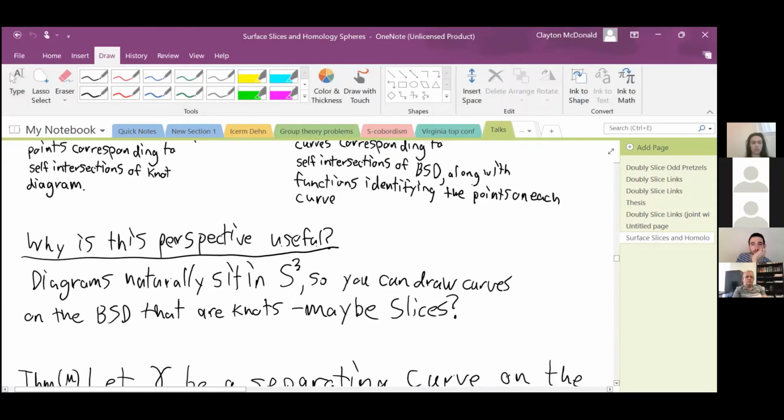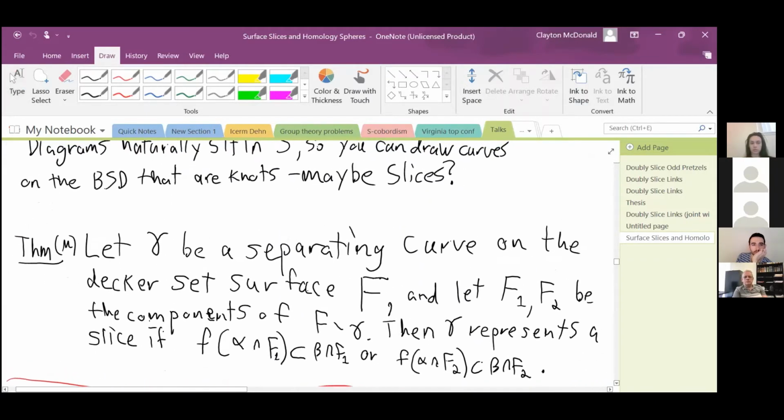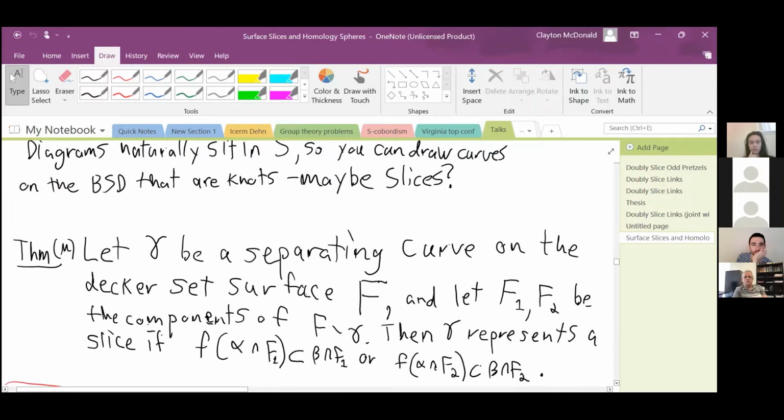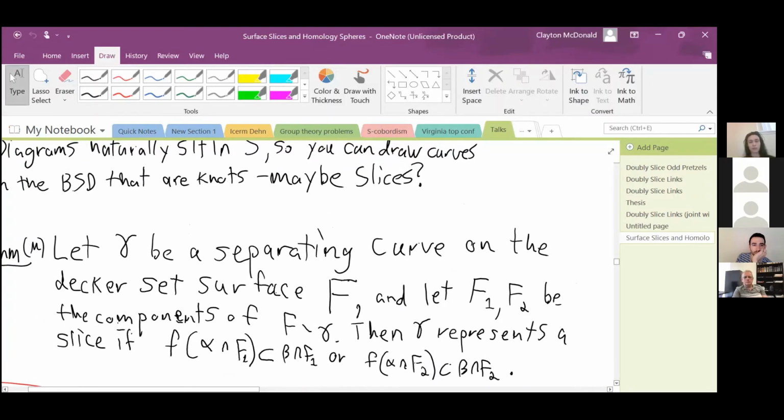Okay. So this is the first part where I come in. If we have some separating curve gamma on the Decker set surface F, and let F1 and F2 be the components of the complement of gamma, then gamma represents a slice if F of alpha intersect F1 is contained in beta intersect F1, or vice versa for F2.